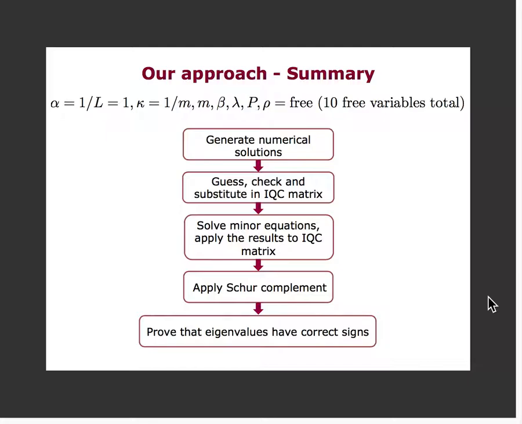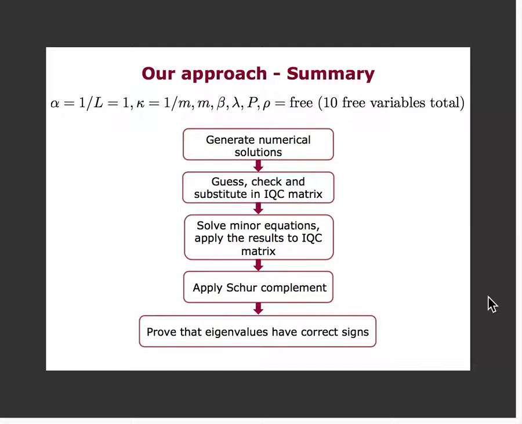So M, beta, alpha, P, which is this 3 by 3 matrix that has A, B, C, D, E, F variables there, and rho are free. So there's 10 free variables in total. We generate numerical solutions. We guess patterns. We substitute in the IQC matrix. We solve the minor equations.